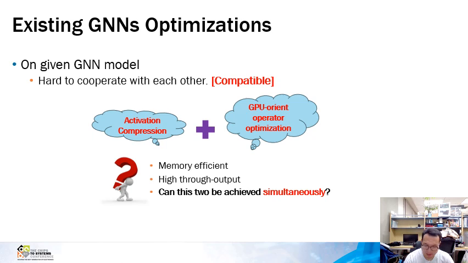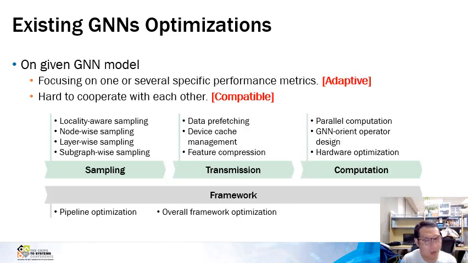The big question is, can we achieve both memory efficiency and high throughput simultaneously? Unfortunately, in most cases, the answer is no. Achieving compatibility between different optimization techniques can be tough. In summary, existing optimizations mainly face two challenges: how to be adaptive, and how to be compatible.